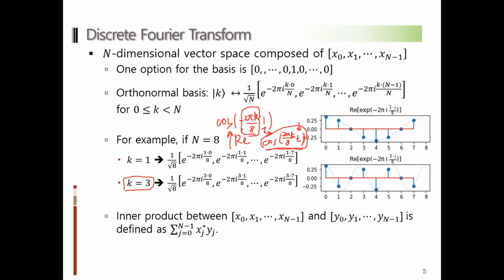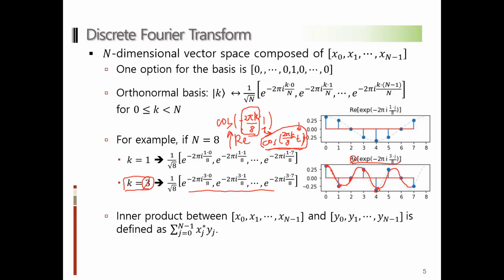If we consider k equals 3 and plot the real part of each of the components again, it is actually the sampled version of this kind of sinusoidal curve with a higher frequency. And again, we are just considering each of these sampled values.